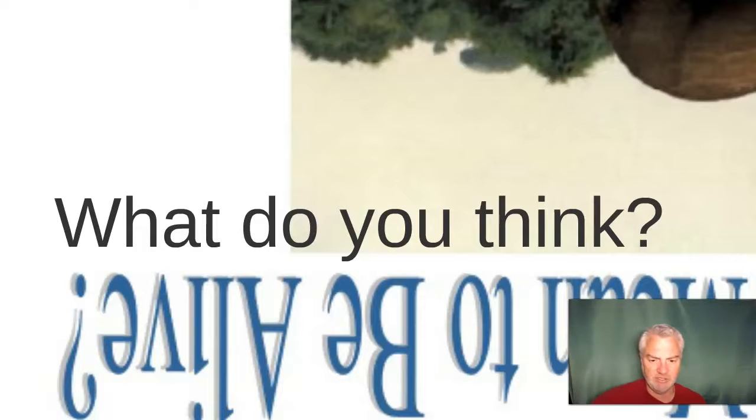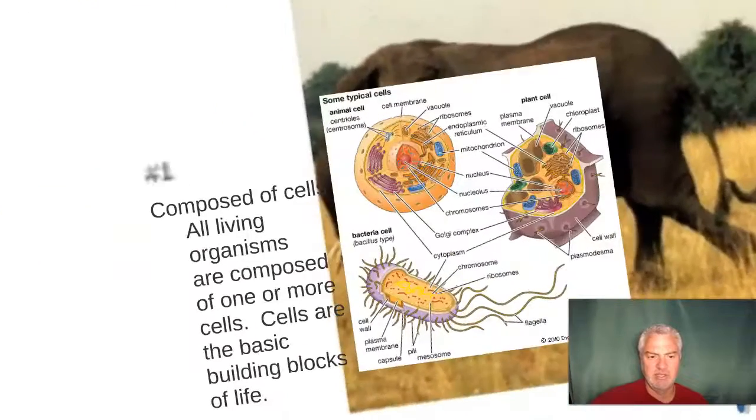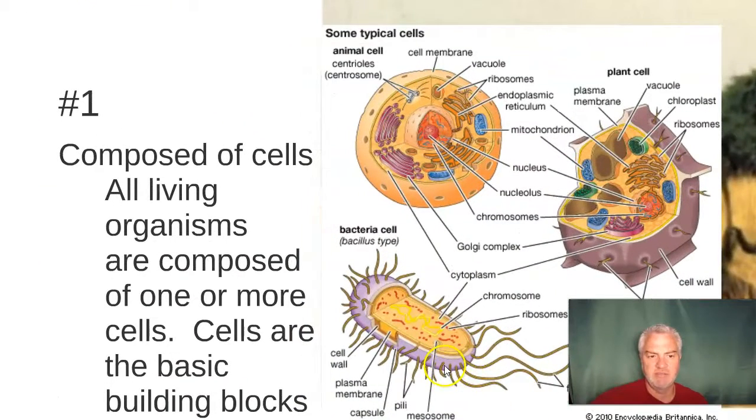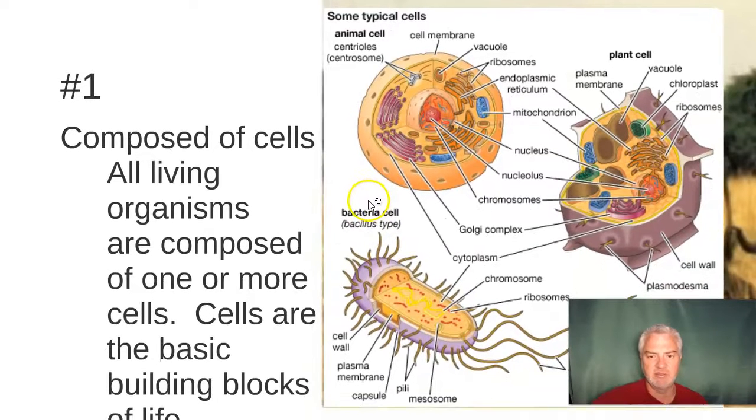Okay, so the first characteristic is composed of cells. All living organisms are composed of one or more cells. They are the basic building blocks of life. So today in class we talked about how there are two main types of cells. They are what we call eukaryotic, spelled E-U-K-A-R-Y-O-T-I-C, and that's what animal cells and plant cells are.